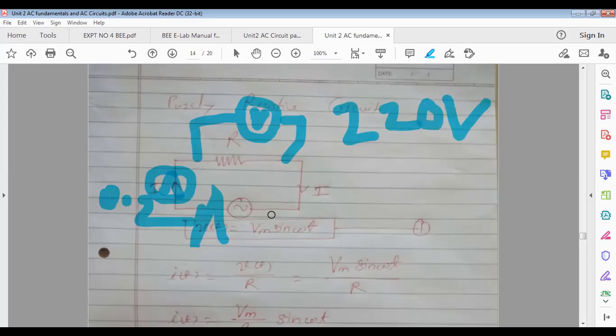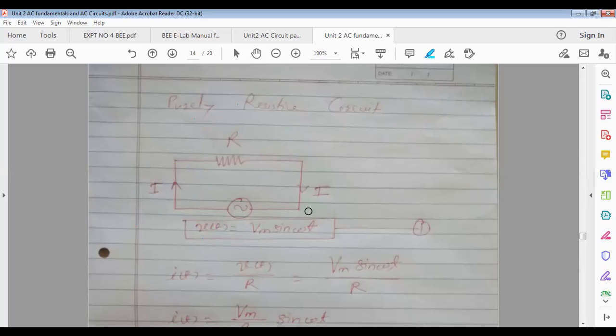RMS value. Many times I told you that any voltmeter and ammeter you connect in an AC circuit, whatever their display is always which value? RMS. Root mean square value. Instantaneous value we have seen goes on changing. So it's an RMS value. Whatever I have represented here, capital I, the RMS value we denote by a capital letter. So here it is showing the RMS value.